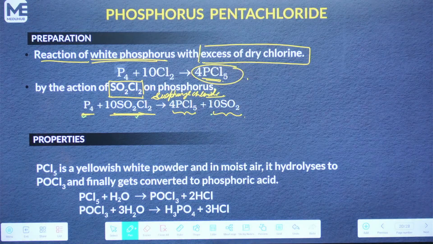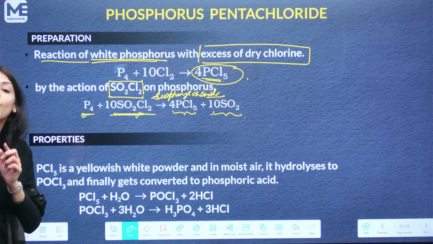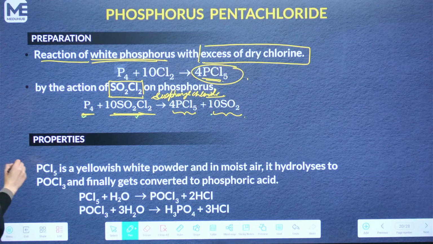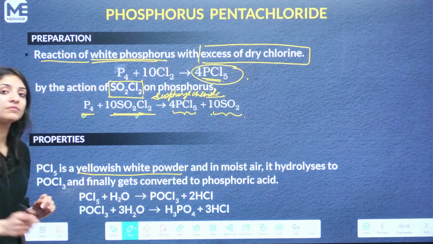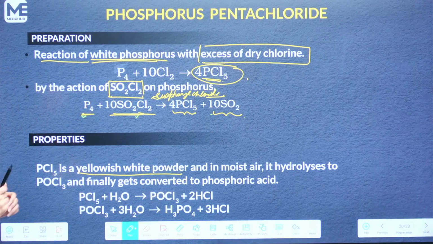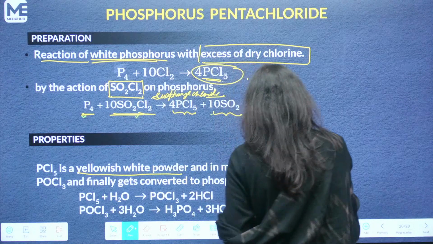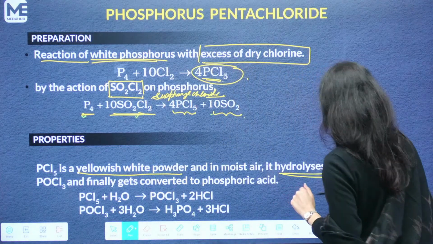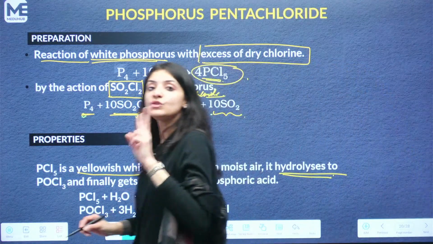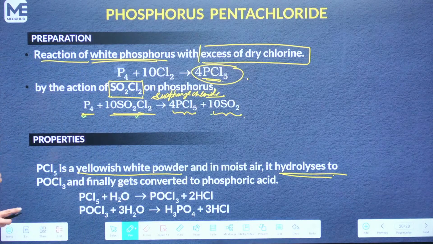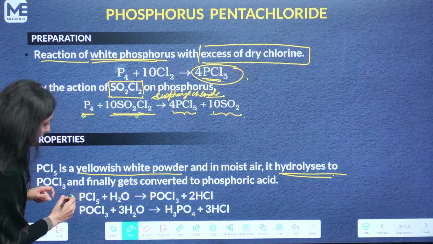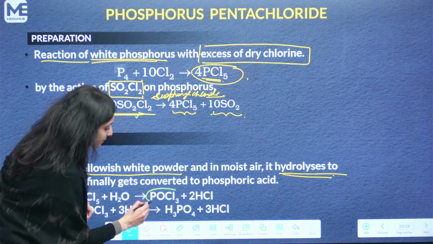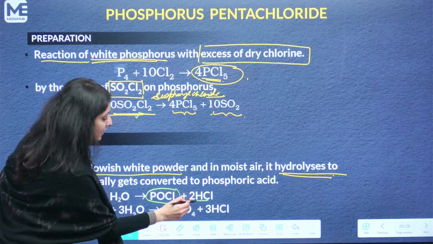Now coming to the properties, that one was a colorless oily liquid. PCl5 is a yellowish white powder. How does it hydrolyze in air? In the presence of moist air, it hydrolyzes in 2 steps. So what is the first step? PCl5 with water in the first step gives us POCl3 and HCl.